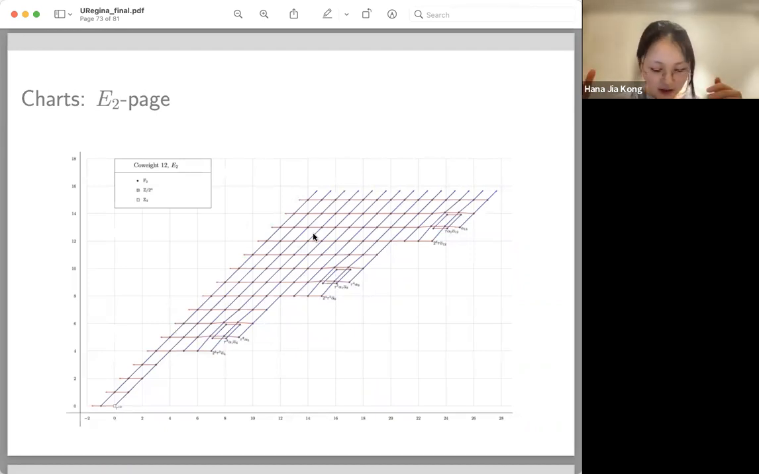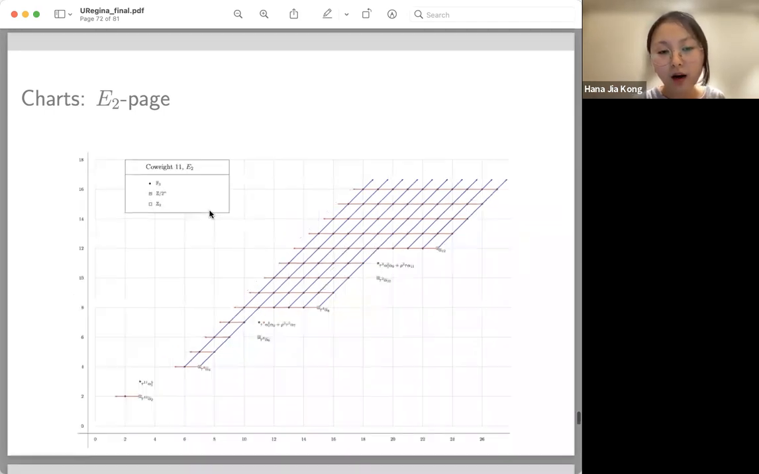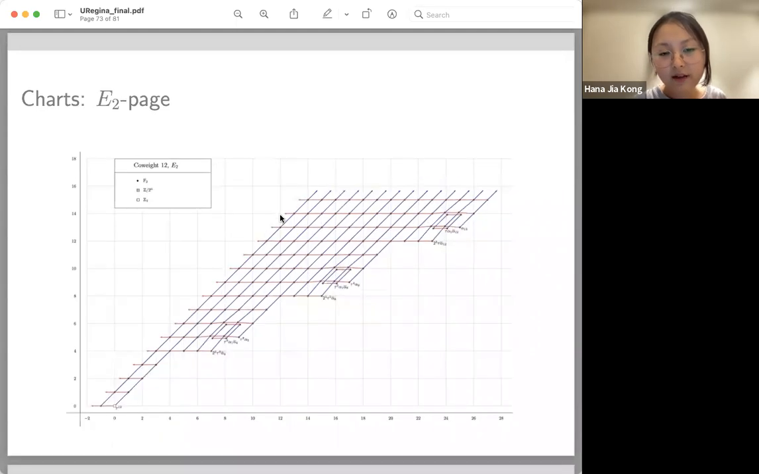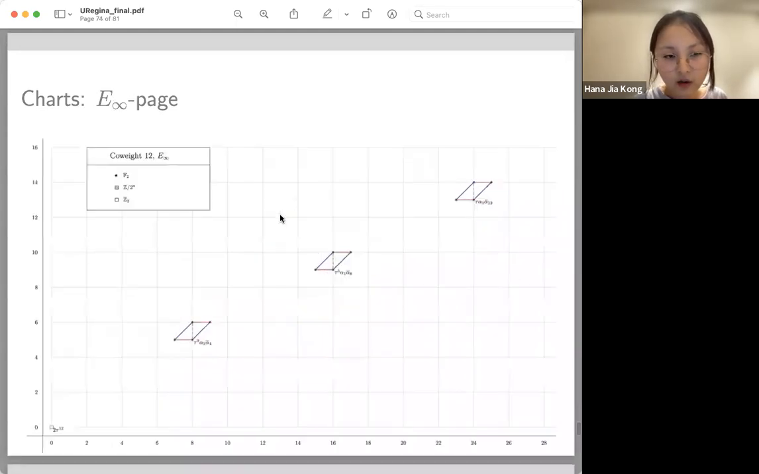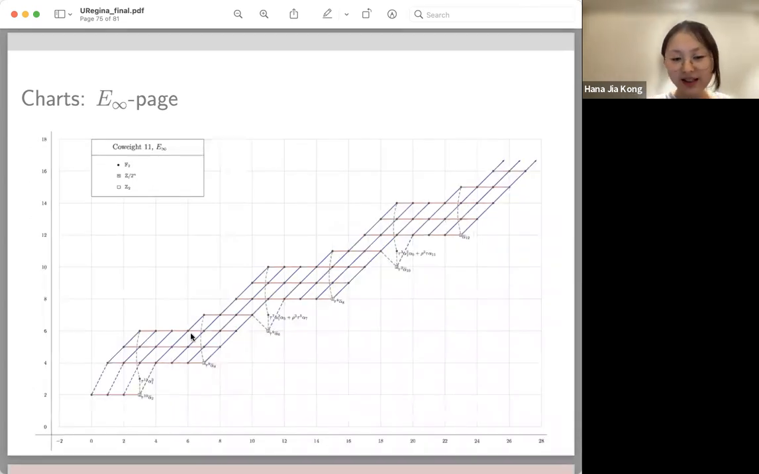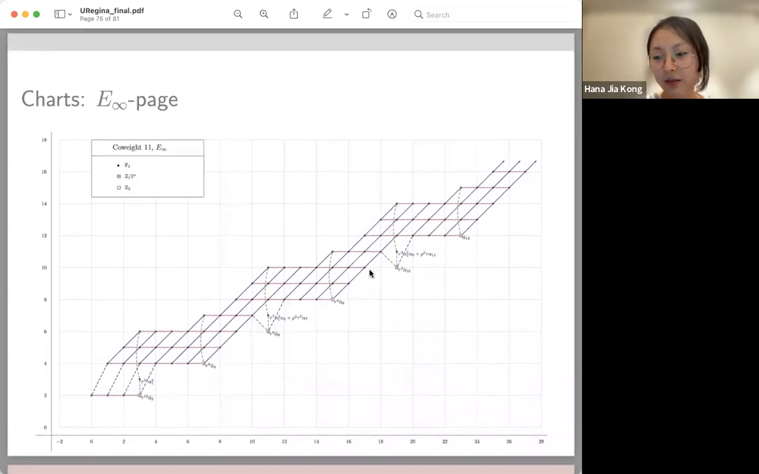And remember that the differential brings co-weight down by 1, and co-weight 9 and co-weight 10 have too few things, so there are no higher differentials happening on those co-weight pages. But there are higher differentials from co-weight 12 to co-weight 11. After we calculate this, what remains in co-weight 12 will be these isolated parallelograms. And in co-weight 11, we'll see this very familiar staircase pattern we have seen in the Adams spectral sequence.